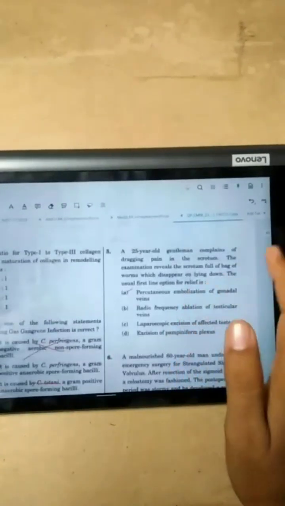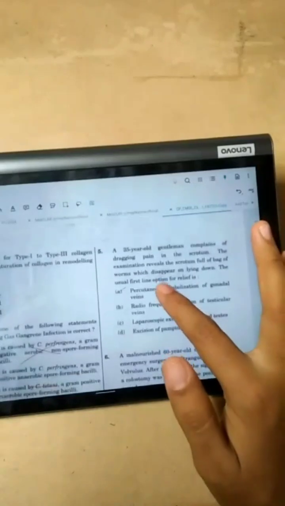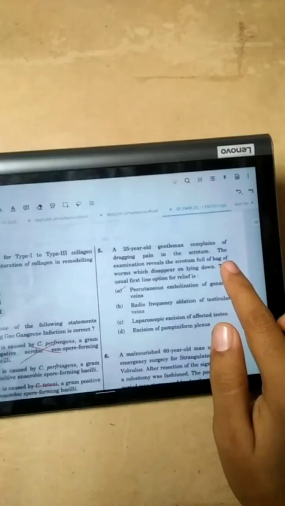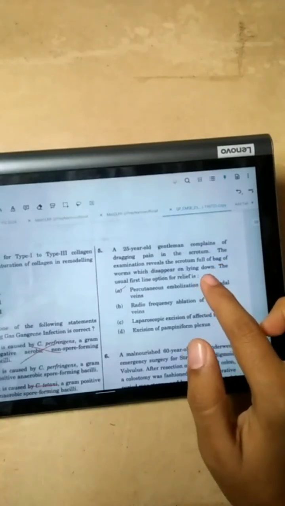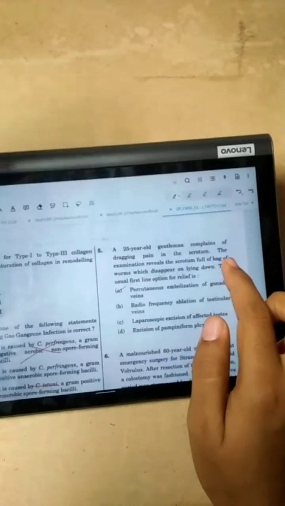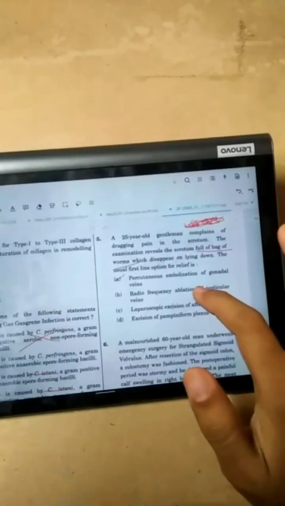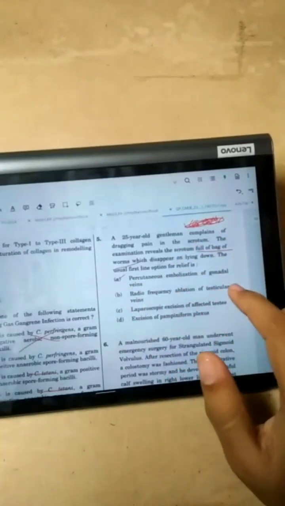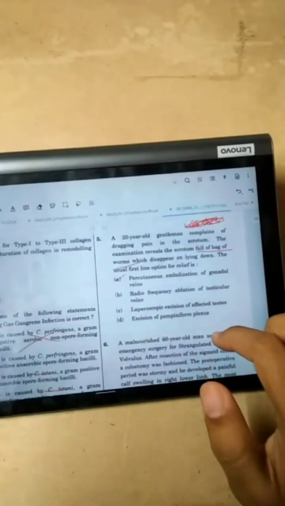And coming to the fifth question. A 25-year-old man complains of dragging pain in the scrotum. The examination reveals a scrotum full of bag of worms. So this is a buzzword, bag of worms. Bag of worms is varicocele. So the first step will be embolization of gonadal veins.